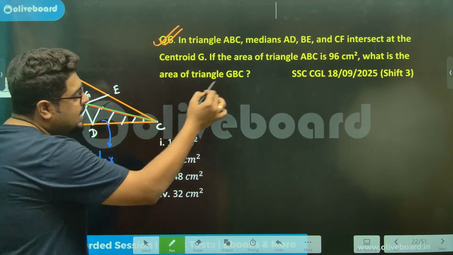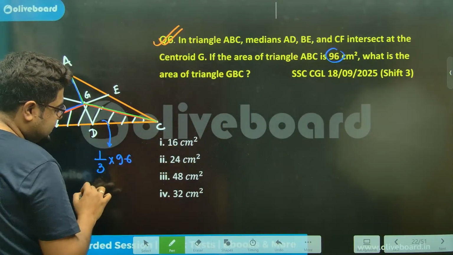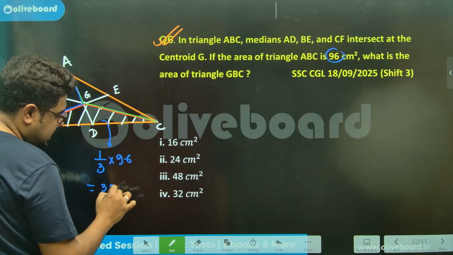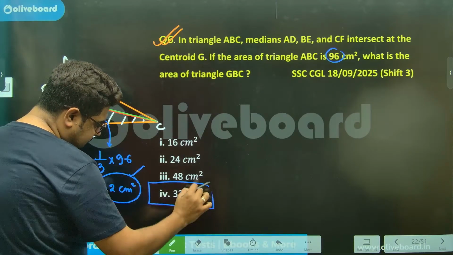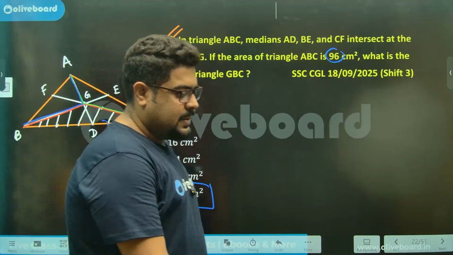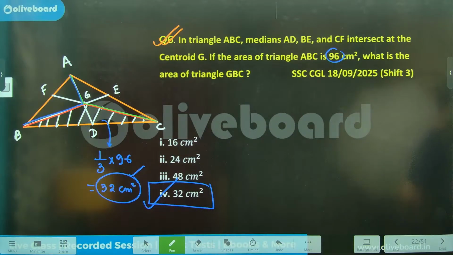So can I say the area of each of them will be 1/3 of the total? The total area is given to you as 96, so the answer will be very simple. That is 32 centimeters square. Again, very simple, sir. You see, again, a few property-based questions. Very simple property, but again, they are checking whether you know the property, yes or no. Clear? Moving on.